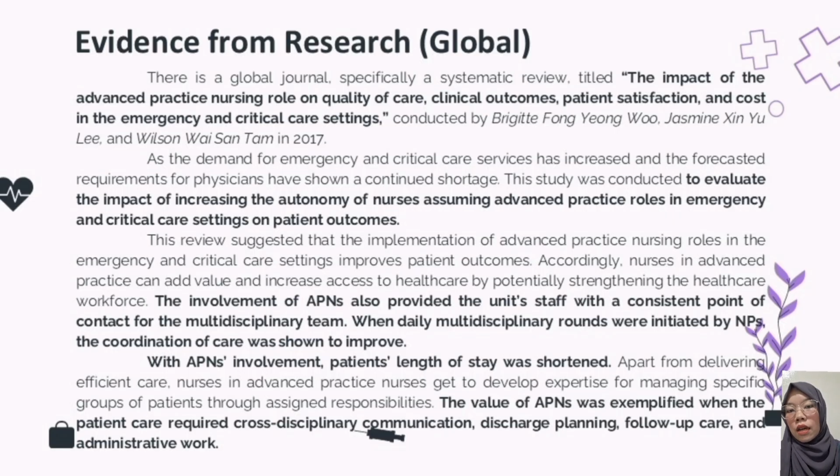In addition to providing effective care, advanced practice nurses get experience in managing particular patient groups through delegated tasks. Then when cross-disciplinary communication, discharge planning, follow-up, care, and administrative tasks were necessary for patient care, the benefit of APNs was demonstrated. So that's all.